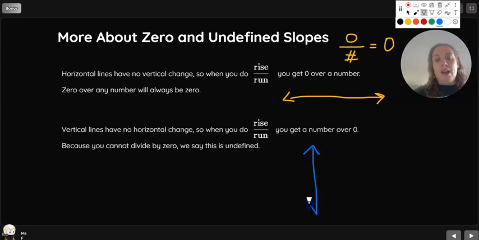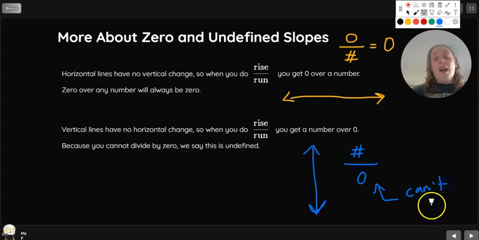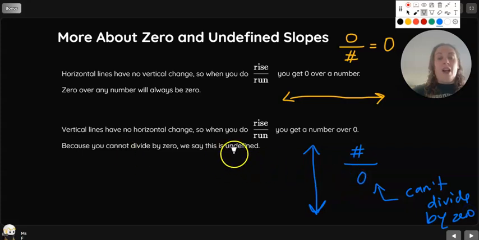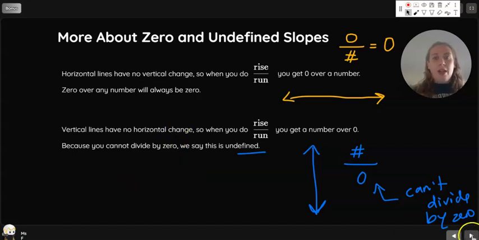Vertical lines have no run. They only go up and down. So it'll be some number over a 0, because our run is 0. But we cannot divide by 0. So because of that, that's an undefined slope. All right, so in that bottom right corner, you can go to the next slide.